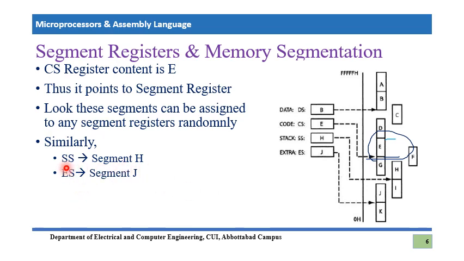We can see that the stack segment value is segment H right here, and it is pointing towards this segment, and similarly the extra segment is pointing towards J, which is segment J. So that's it for this diagram.